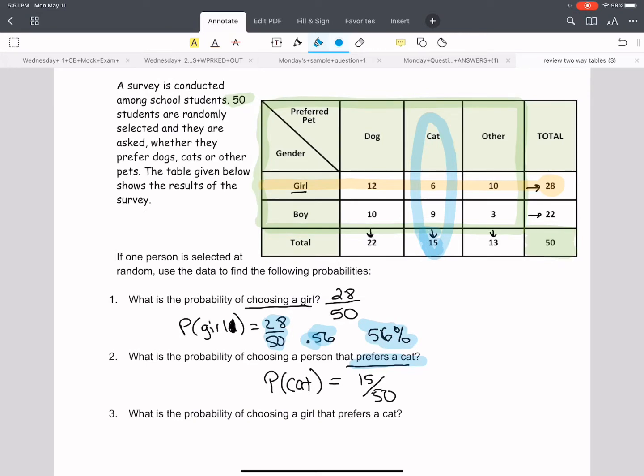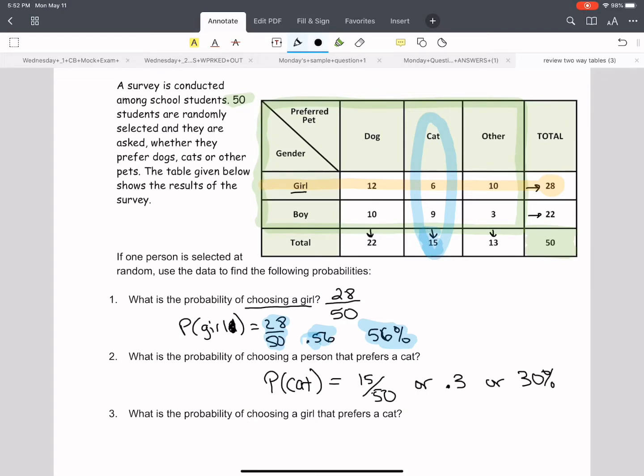So now we're on preferring a cat, right? So the probability of preferring a cat we were thinking has to do with 15 out of 50, or the other answer can be 0.3, or the other answer can be 30%. How am I getting this percent question? I wonder.